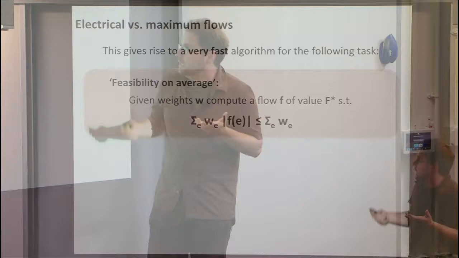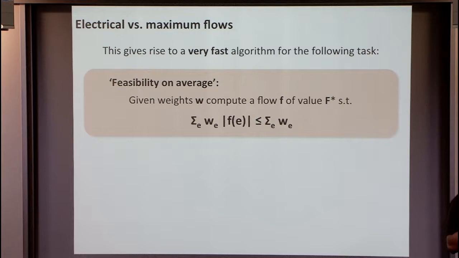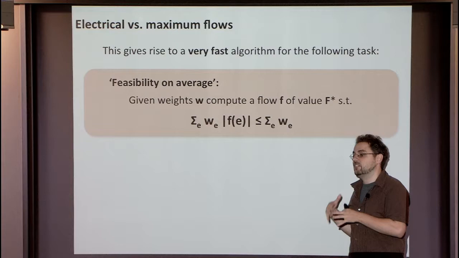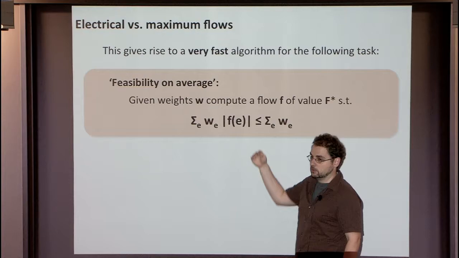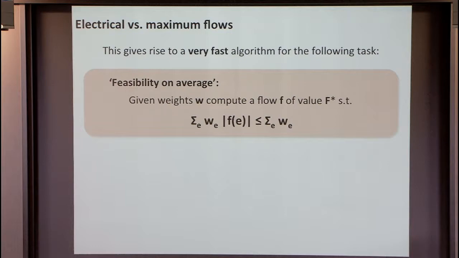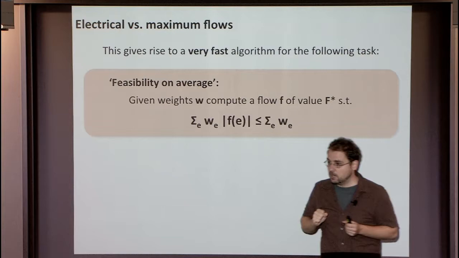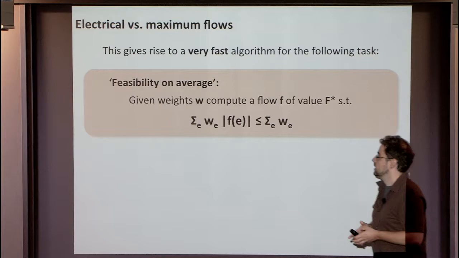In a sense, by this observation, we can view electrical flows as a fast way of solving a very weak version of the max flow question, which we call feasibility on average. We are given some weights W, and our goal is just to find a flow of value F star that doesn't necessarily have all the flows on edges at most 1, but just has the average weighted flow at most 1. This is our task. We don't care about individual edges. We just want to make sure that the average is always good. For that, electrical flows are just perfect. They solve the problem in one shot. You just take weights equal to resistances, compute the electrical flow, and you get that.